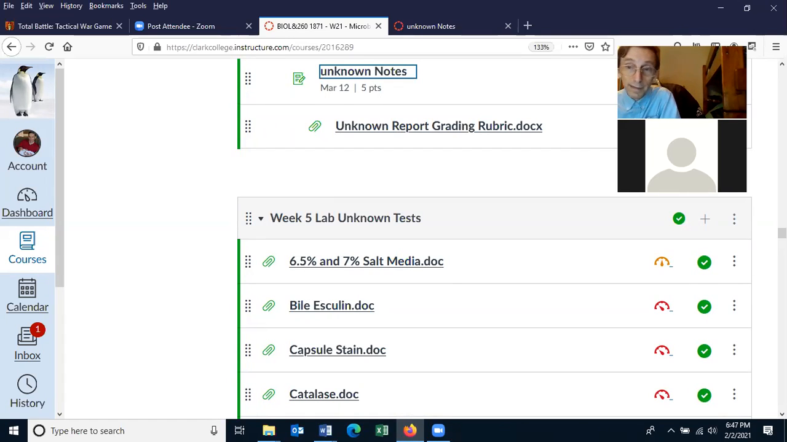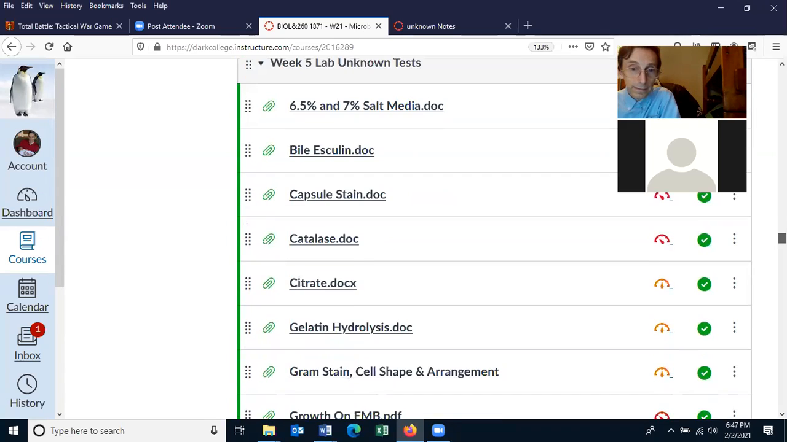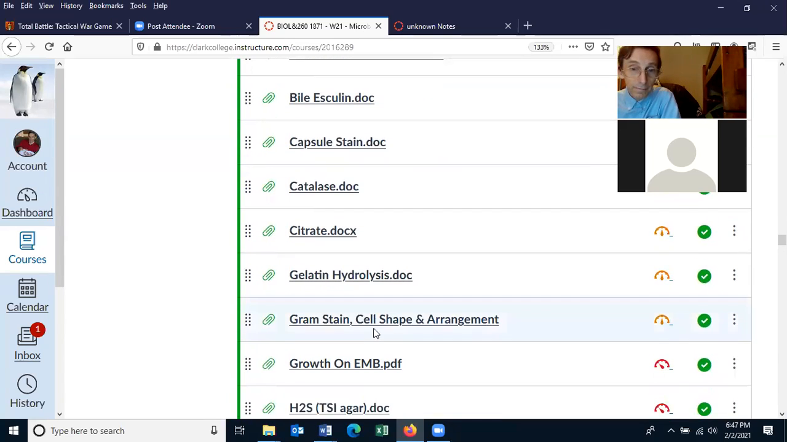So does the gram stain. Let me show you where that is. The gram stain. And this also tells you the cell shape and the cell arrangement. Realize that when I send you the gram stain, you only get the gram results. To get the cell shape and the cell arrangement, you have to do another test.